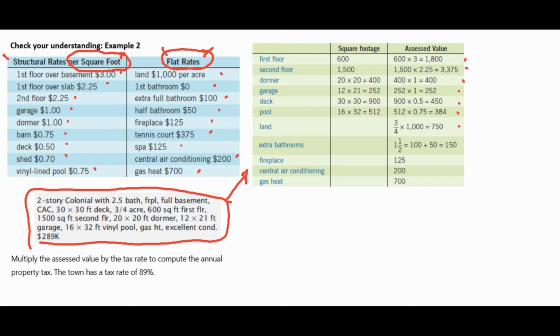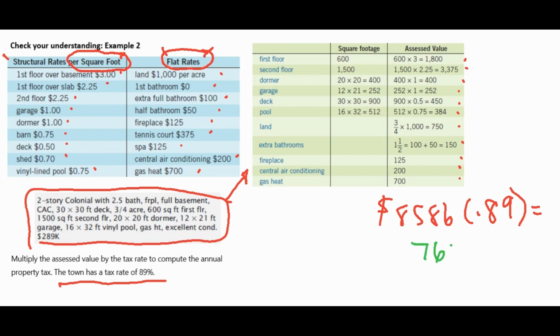The land is a 3/4 acre lot at $1,000 per acre. That's $750. It's got one extra bathroom, so it's got 1.5 bathrooms, so it's $150. It's got a fireplace, $125. Air conditioner, $200. Gas heat, $700. So if you add all those up, the assessed value is going to be $8,586. Now this particular county says that the tax rate is 89% of the assessed value. So if we take that $8,586 and multiply it by 0.89, we find that the property tax on this house is going to be $7,641.54.